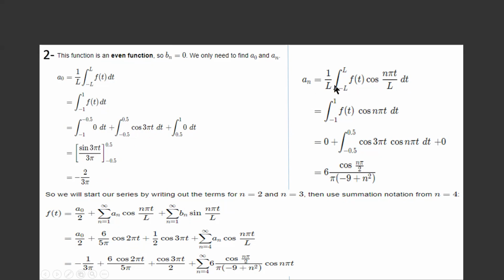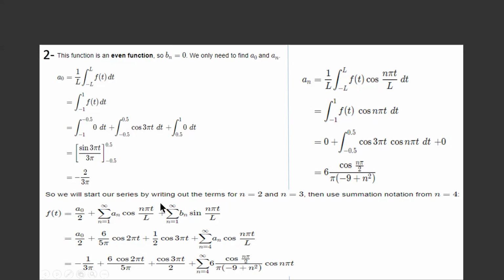To find An, you have the formula for An like this one. This is your function. Again, you are not going to integrate from minus 1 to positive 1 because your function is only defined on this interval from minus half to positive half. So this is your function on this interval, multiplied by cosine n pi t. This is from the formula of An. How to integrate this one? As I said, you will start to integrate this one. It is easy to do it one by one using your calculator.